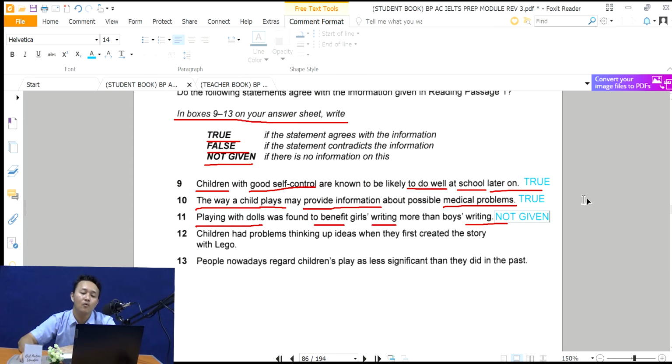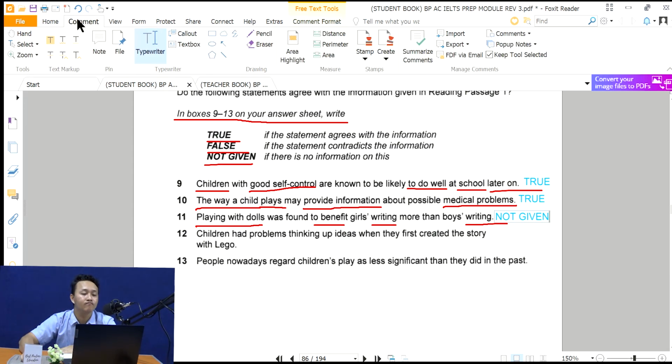Okay, now why is it not given? Why is it not false? It's because in the statement it says girls' writing, boys' writing, but in the text it says children's writing, so there's no specific mention about girls' writing and then boys' writing. It will be different because of the playing with the dolls. Okay, so there you go, that's the answer. So the answer is not false, it's not given because it's not there.